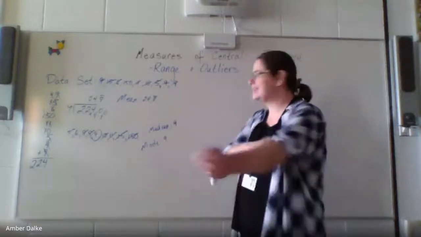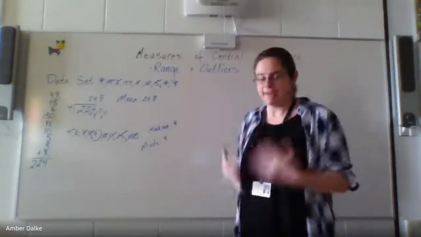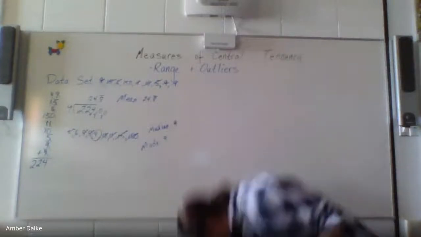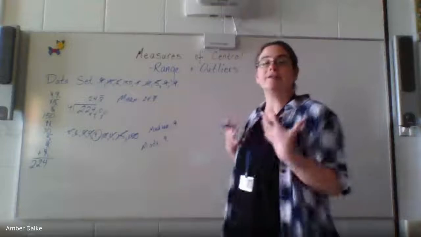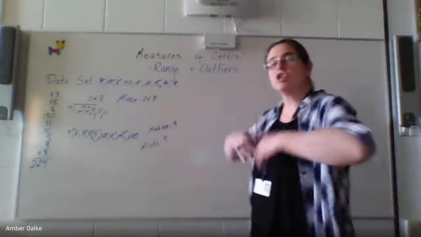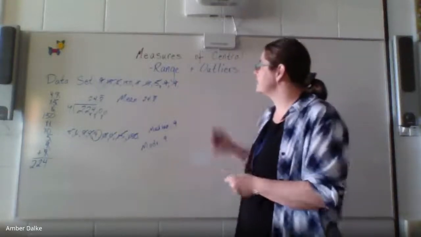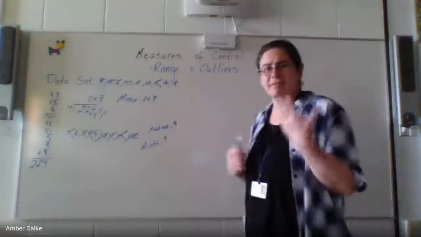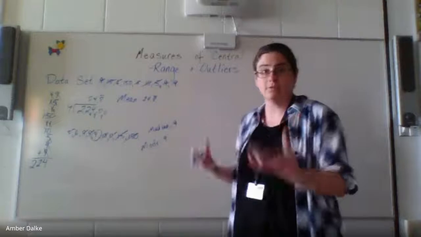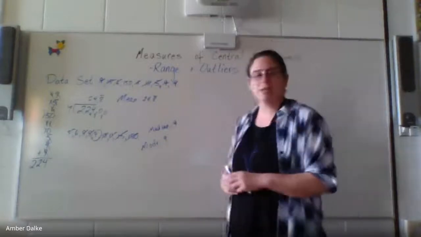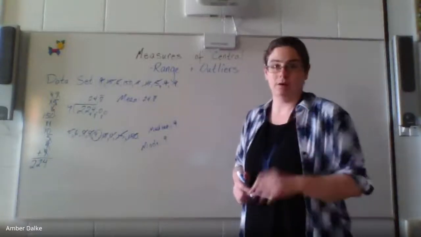Okay. It's a number that doesn't quite look like it fits. It's really far off. And so in this particular case, that number is the 150, right? It is a huge number in a data set that is mostly made up of single digit numbers, right? Most of the numbers are pretty small. And then we have this 150, okay? So that is actually what we call an outlier, okay?